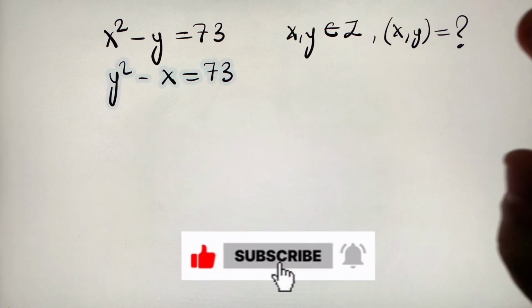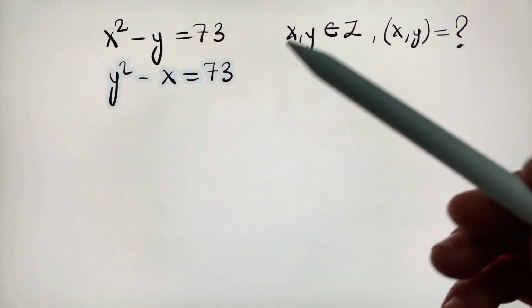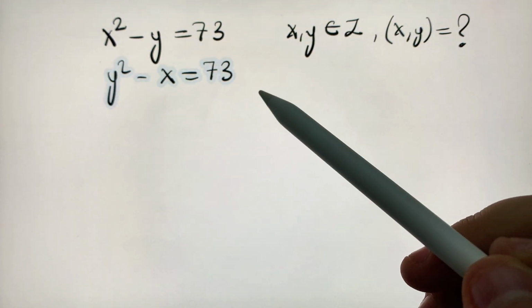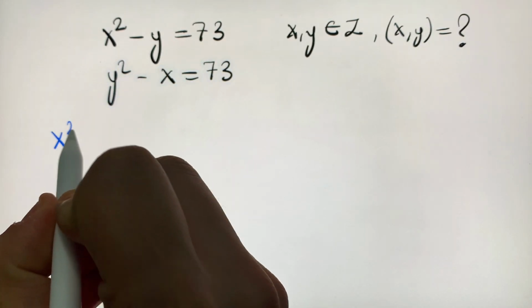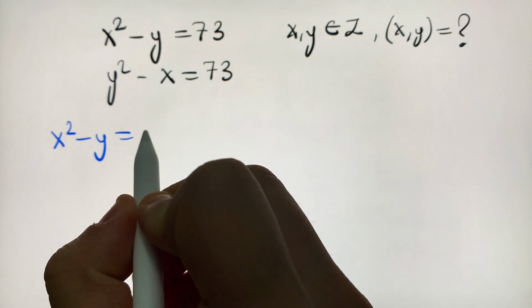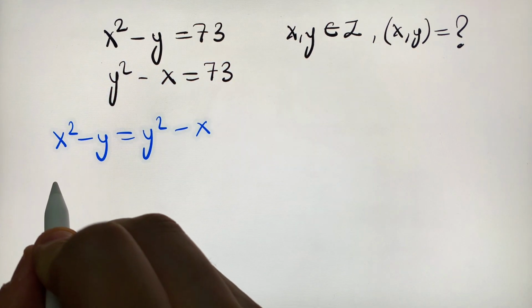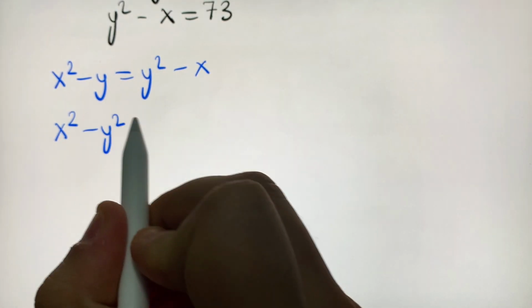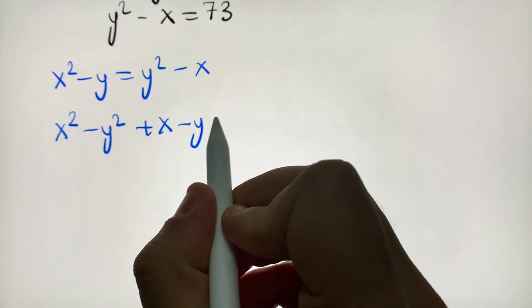Let's start. First, if you pay attention, one equation is equal to 73. The second equation is also equal to 73. Then I will subtract them: x squared minus y is equal to y squared minus x. Let's move terms: x squared minus y squared plus x minus y is equal to 0.